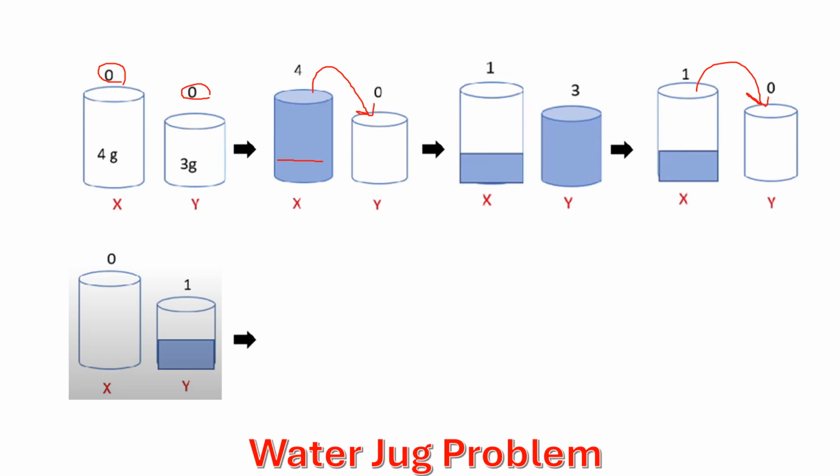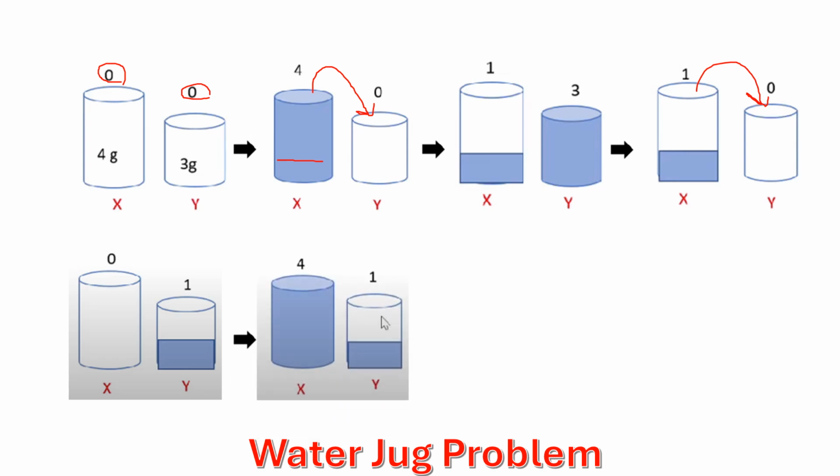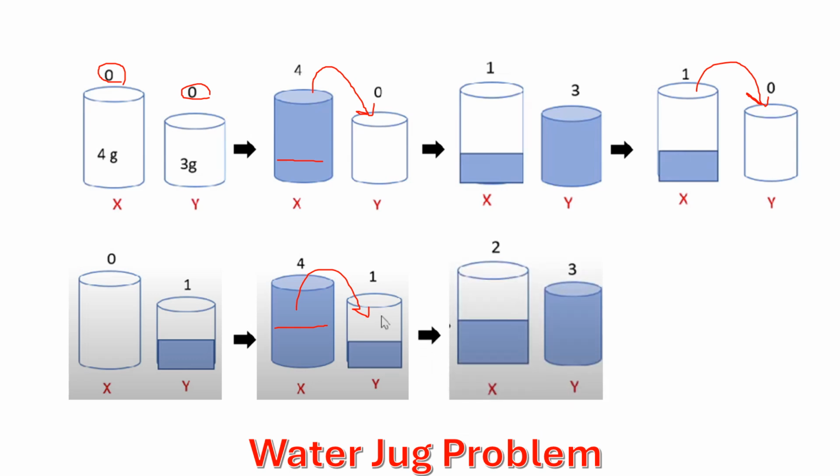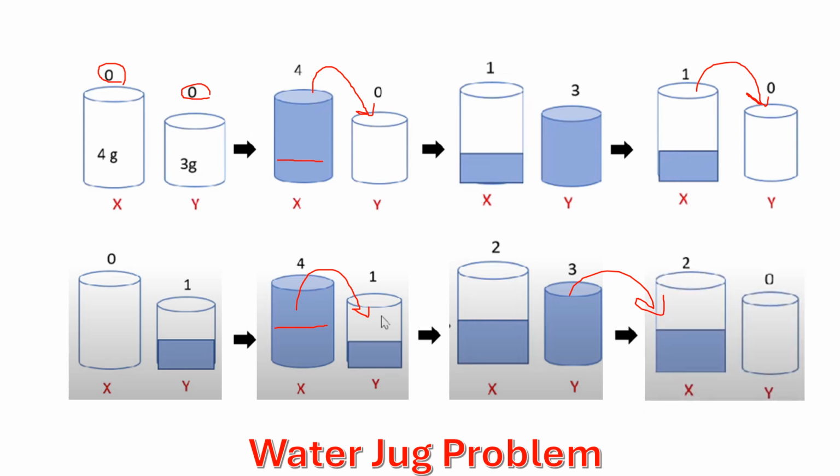Again, fill the 4-gallon jug with 4 gallons of water. Pour some water into the other jug. Now we have 2 gallons of water. The remaining 2 will be poured into the 3-gallon jug. Then pour this water out. We have only 2 gallons of water in the 4-gallon jug. This way we can solve the problem.